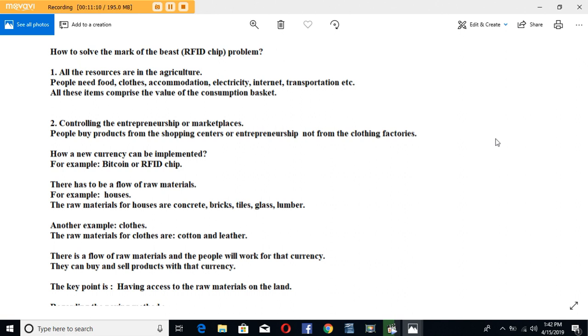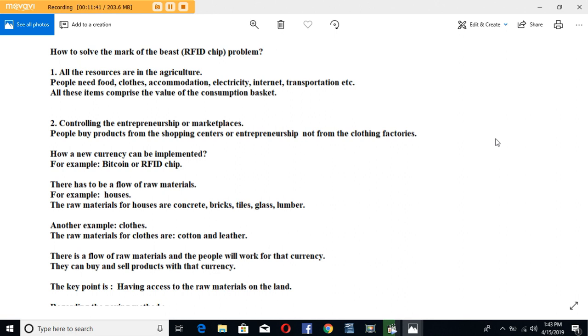People buy products from the shopping centers or entrepreneurship, not from the clothing factories. How can a new currency be implemented? For example, Bitcoin or RFID chip. There has to be a flow of raw materials. For example, houses. The raw materials for houses are concrete, bricks, tiles, glass, lumber. Another example, clothes. The raw materials for clothes are cotton and leather.